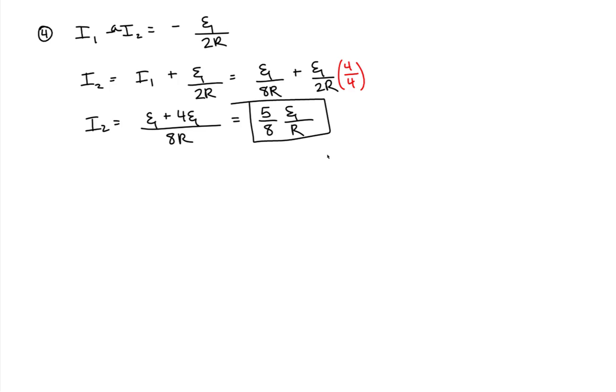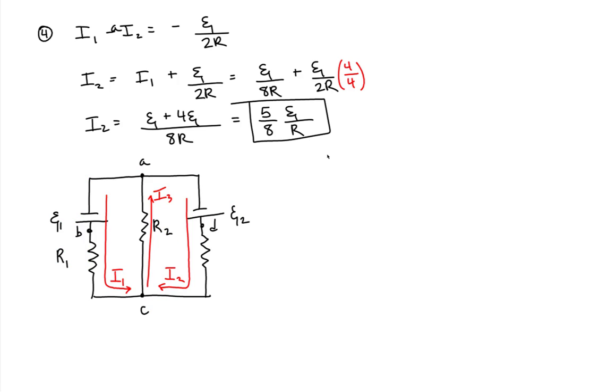So the only thing we have left now is to find the current through resistor 2. So looking at our diagram, notice we have the currents going into node C, so those are currents I1 and I2, and that has to be equal to the current leaving node C, which we identified as current I3. So I1 plus I2 equals I3. Well, we know I1 was given as the EMF of battery 1 over 8R. I2 was given as 5/8 the EMF of battery 1 over R, and that has to be the current of I3.